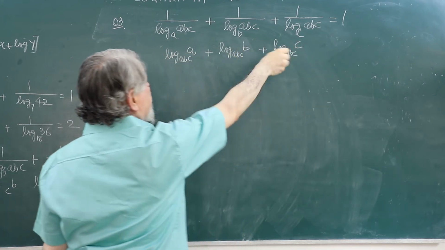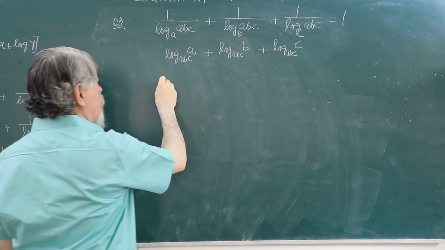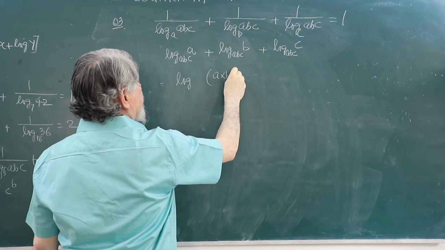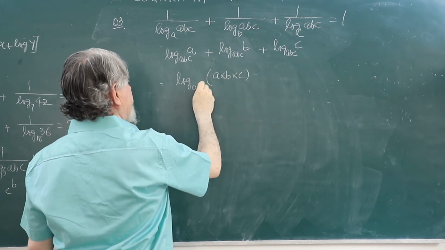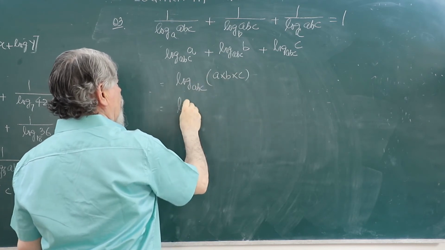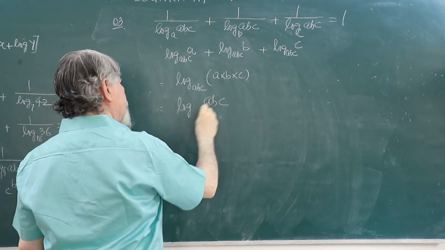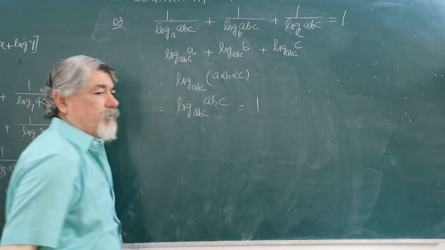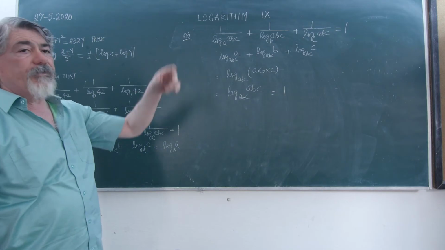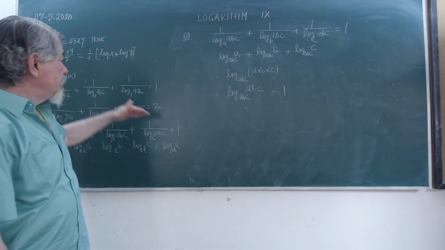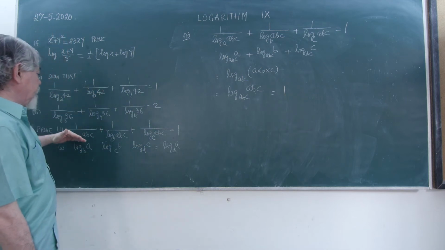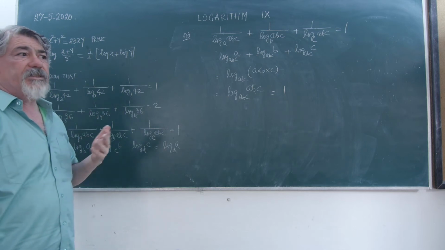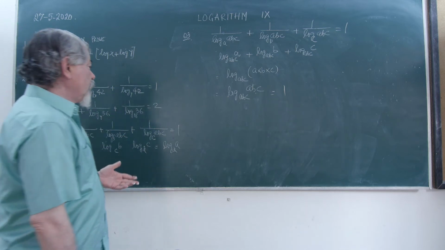Bases are same, ABC, ABC, ABC. So it will become log of A into B into C to the base ABC. So it will become log ABC to the base ABC. The log of a number to its own base is always 1, and we wanted to prove it equal to 1. These questions are almost the same. They are exactly the same question. Actually, we are using the principle of changing of the base of the logarithm.